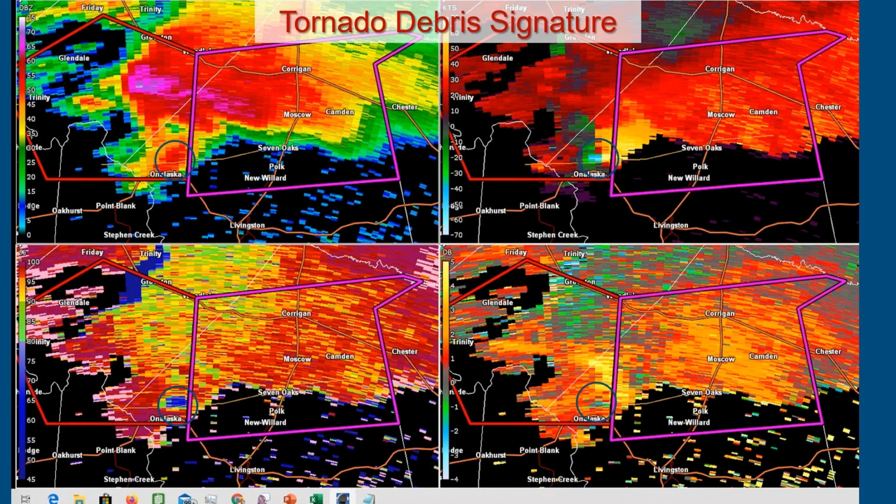Here's the hook echo. Here's your tight circulation, yellow next to blue, very tight and bright. And then look at this, your correlation coefficient. I've got low values of correlation coefficient, or CC, and even low values of ZDR. So it really checks all the boxes for a tornado doing damage in Alaska. And I was texting and talking to the emergency manager in Polk County as this thing was approaching, and when we saw this, our hearts sank because we knew that this thing was doing damage in town, and we reported that to the EM.